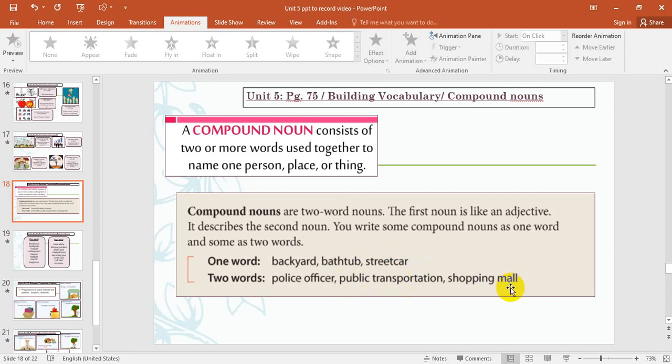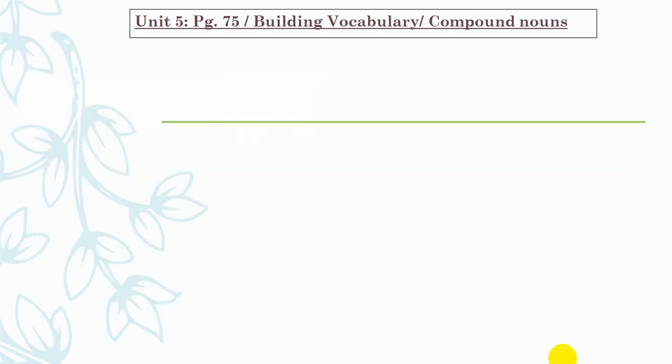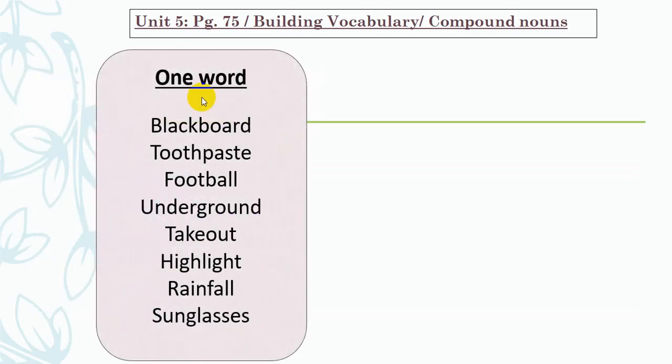Mall. What kind of mall? Shopping mall. So this shopping describes the mall. These compound nouns can be one word, like backyard, or two words, like police officer. Now let's have a look at some other compound nouns which are one word, like blackboard, toothpaste, football, underground, takeout, highlight, rainfall, sunglasses. So these are compound nouns which are one word.